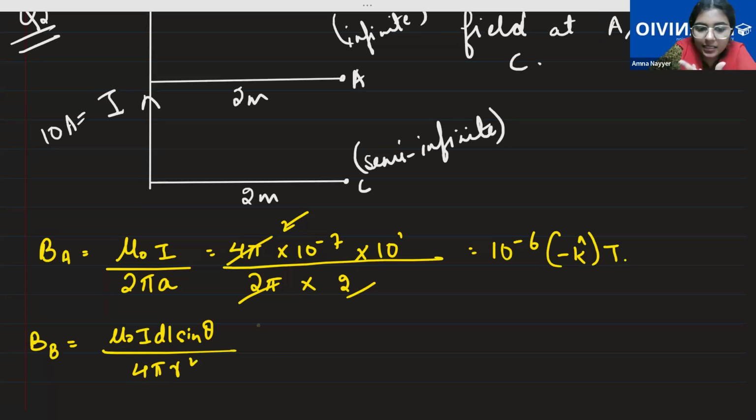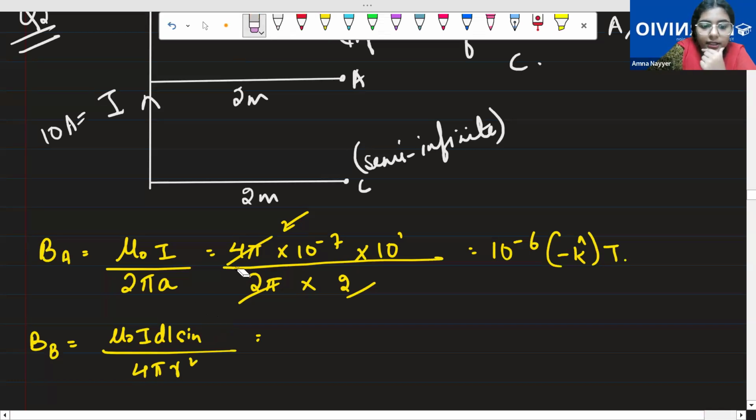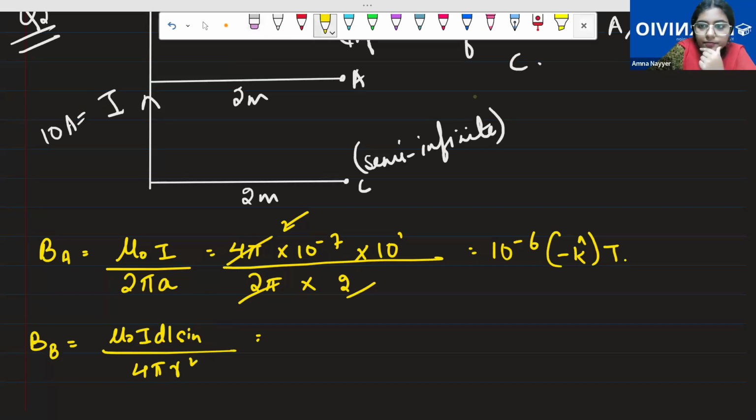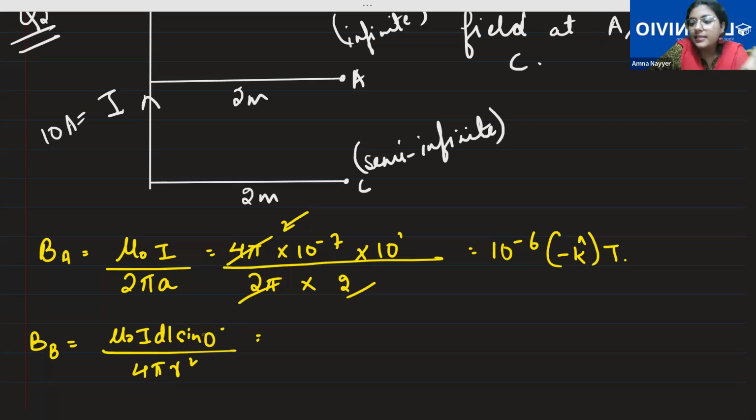Now look, here the value of theta is 0 degree. And what is sine 0? Zero. Yes. Okay, so the magnetic field will be simply 0. No value of magnetic field will be left.